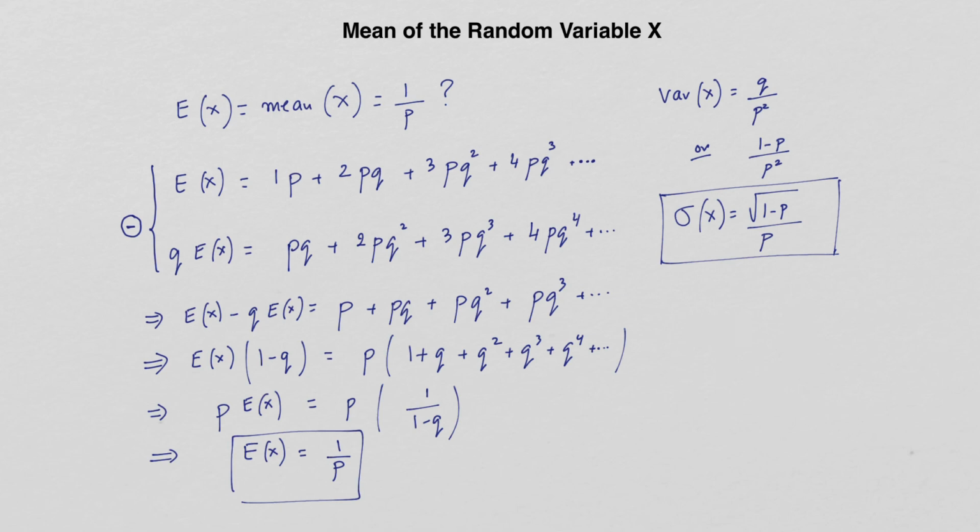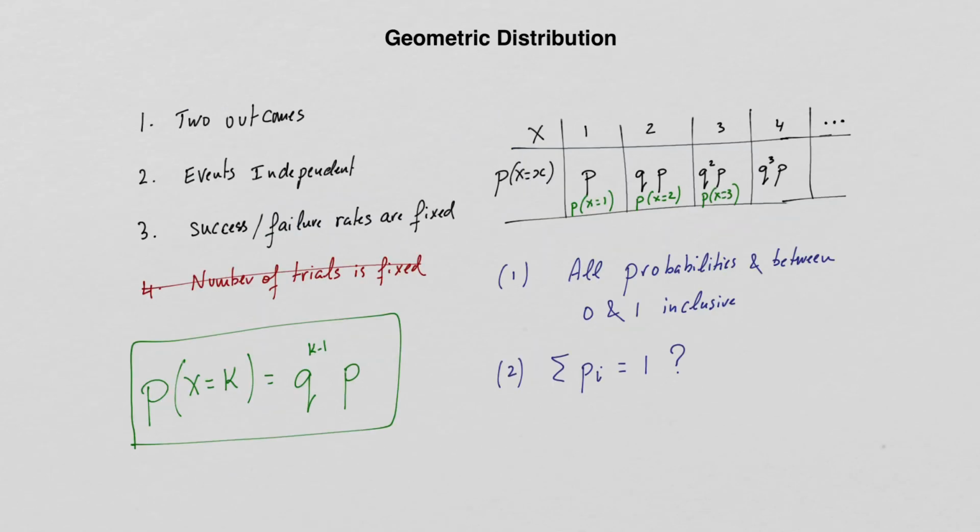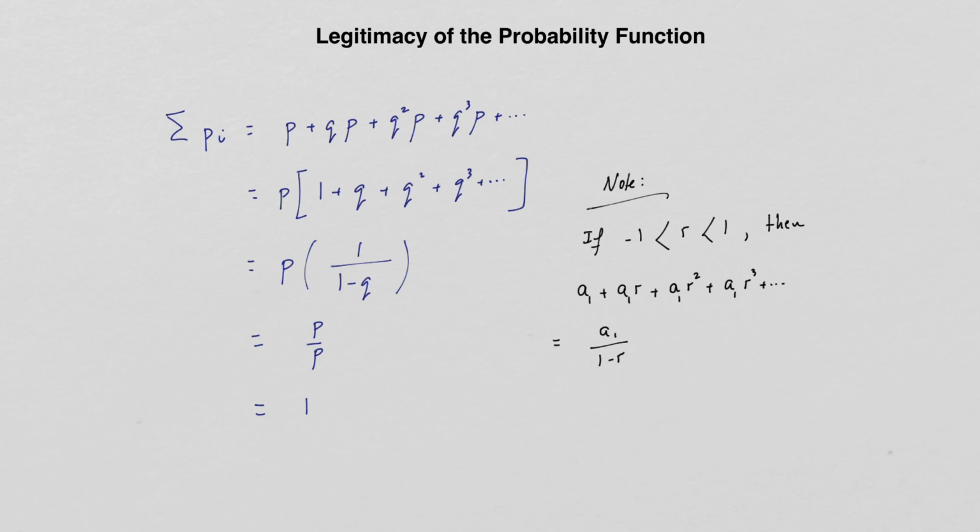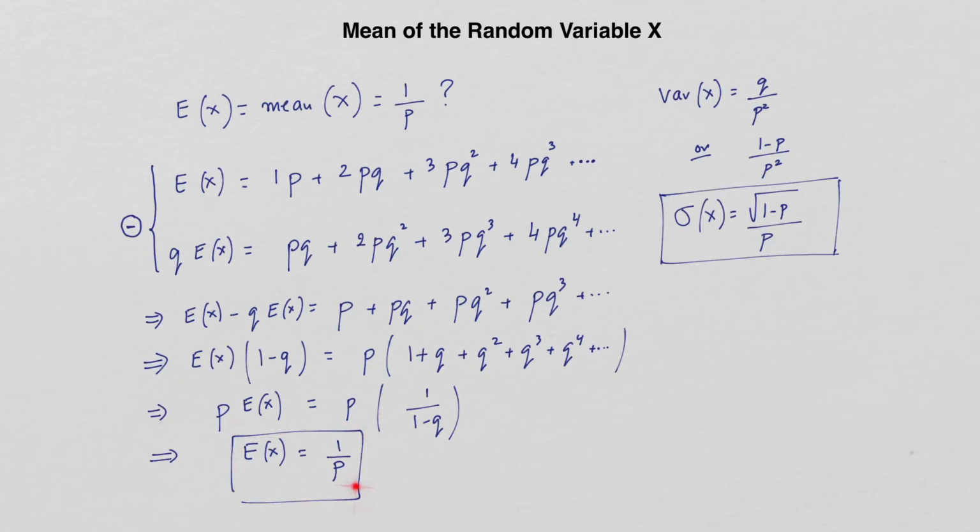So for now, what you need to know is a geometric distribution has 3 conditions. Make sure you double check to see if it is a legitimate probability function. This is the formula on how you figure out the probability that x equals some constant. I will deal with less than or more than later. And then the mean is 1 over p, and the standard deviation is the square root of 1 minus p over p. Hopefully this is not too hard.